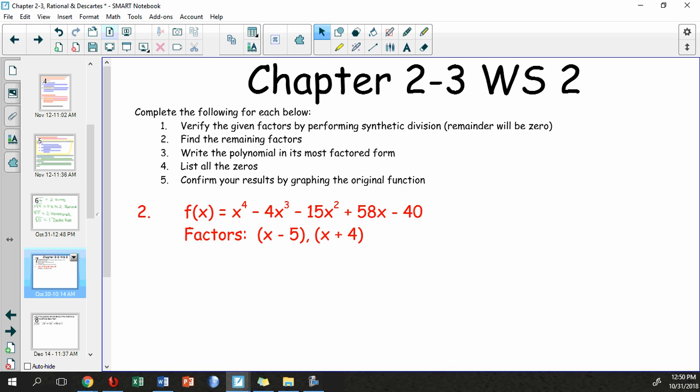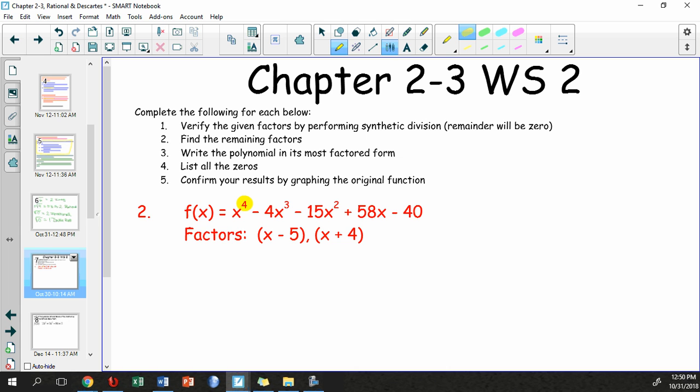Well, look at the problem. Very good. So my problem is f of x equals x to the 4th minus 4x cubed minus 15x squared plus 58x minus 40. How many zeros should I have? I should have 4 because it is degree 4. Would you agree? Then underneath of that, it gives me factors.